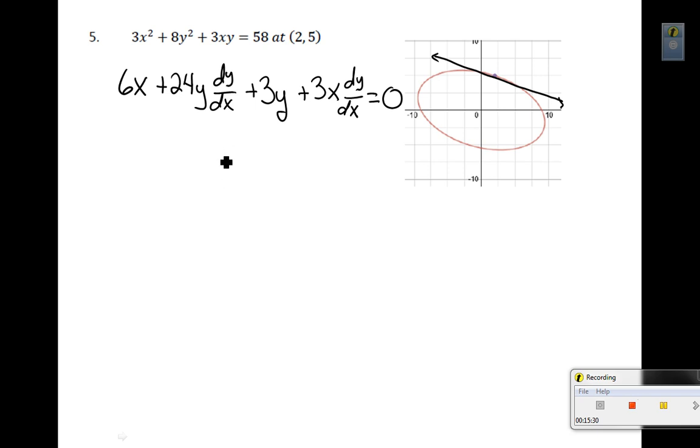When I solve this thing for dy/dx, to the other side goes the 6x and the 3y. You can skip this step if you see what we're going to do, but now if I factor out a dy/dx, I'm left with a 24y plus 3x.